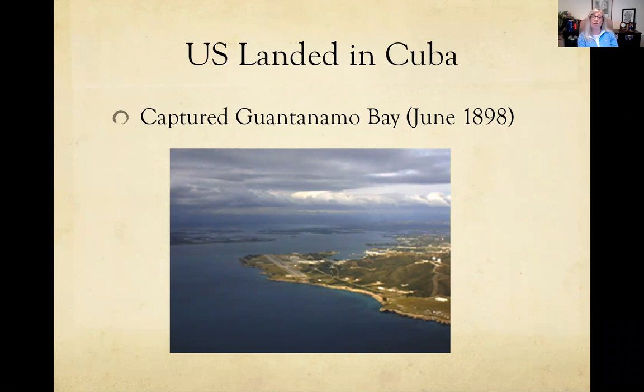Now the United States is going to land in Cuba. So this is in June of 1898. War declaration was in April. Invasion of the Philippines was in May. Now the invasion of Cuba will be in June. And the first place that we take control of and where we enter Cuba is at Guantanamo Bay. That name may be familiar to you. It's going to be added into our story here in a few minutes.